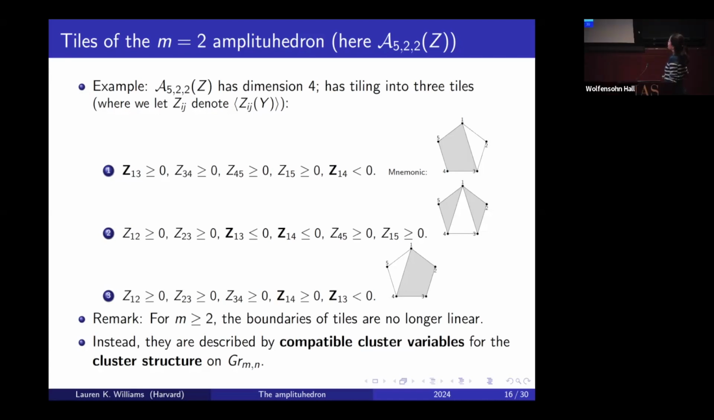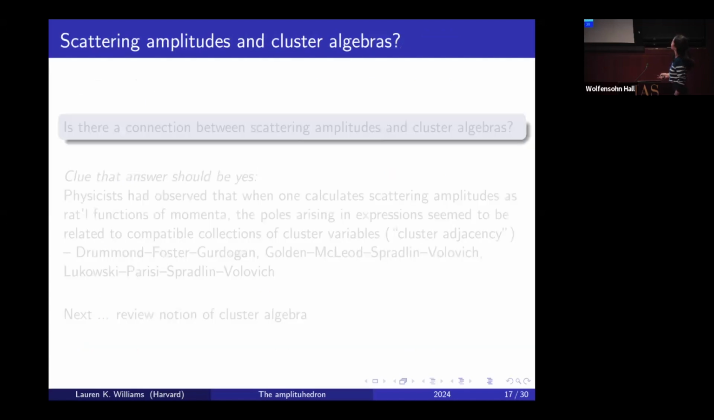But now the really interesting feature when m is at least 2 is that boundaries of tiles can be described by compatible cluster variables for the cluster structure on Gr(m,n). So I want to back up a little bit and say something about cluster algebras and their connection to this story. This connection goes back a number of years.